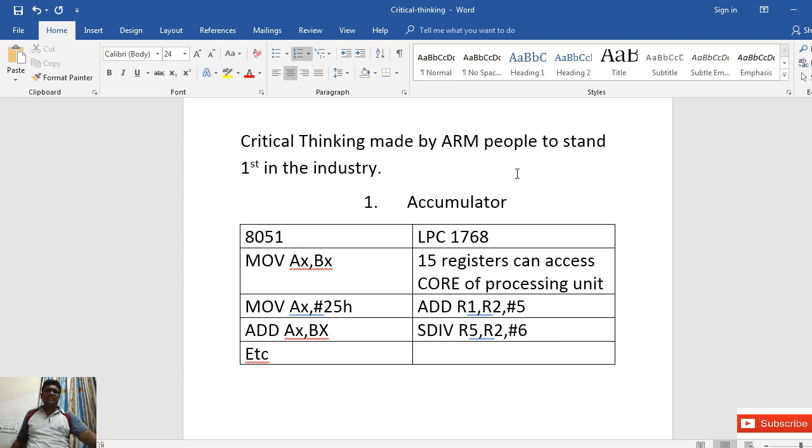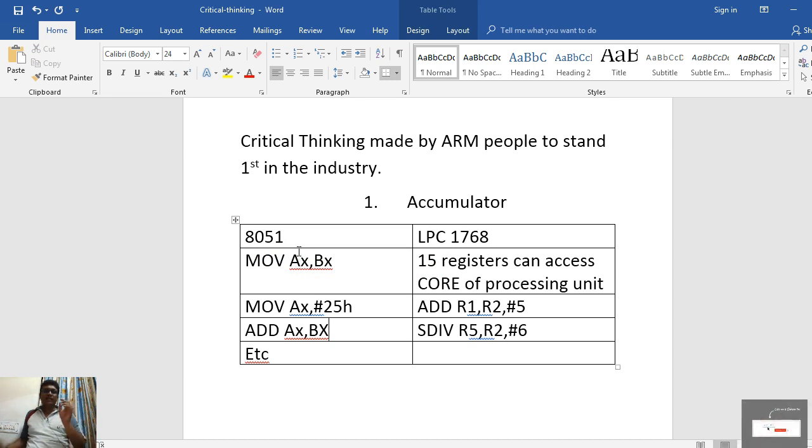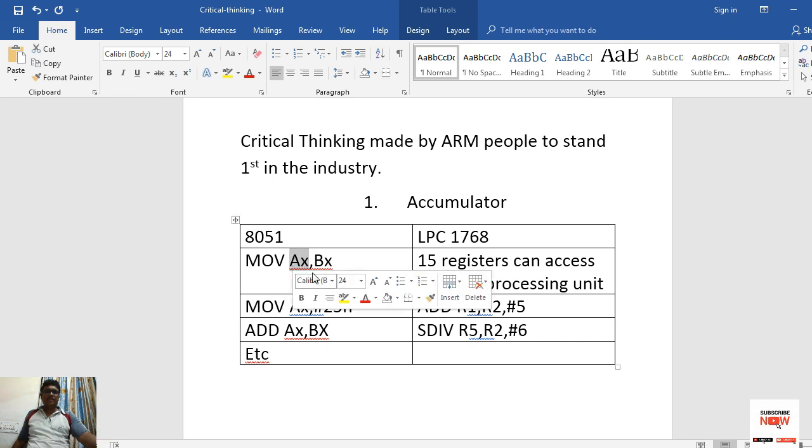The first critical thinking made by the ARM people during the year of 1996 is this: you know that in the 8051 you are dependent on an accumulator. You can just remember the commands of your 8051. The accumulator is a must in order to perform any of the operations. Some examples have been quoted here. If you take a register and want to move it to another register, you need an accumulator here.